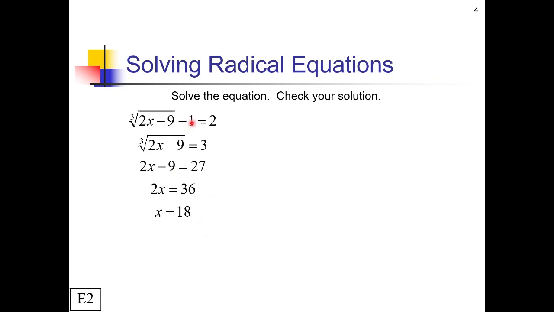And then just like before, go back and check. So we have cube root of 2 times 18 minus 9, all of that minus 1 equals 2, question mark.